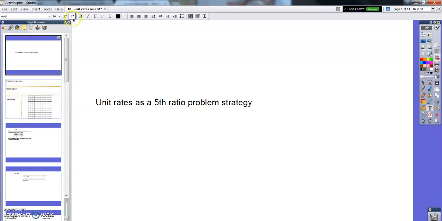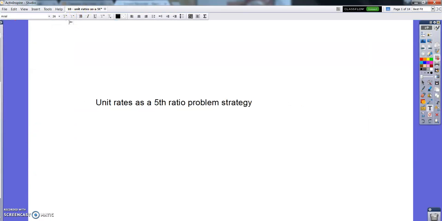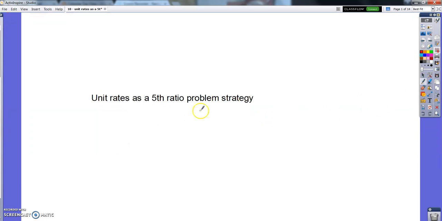Hey guys, today I want to show you how to use unit rates as a fifth ratio problem strategy. We have used four different ratio problem strategies: tape diagram, double number line, coordinate plane, and proportions. And unit rates can help you solve ratio problems that don't even involve unit rates as possibly a fifth strategy. So I want to show you that today.